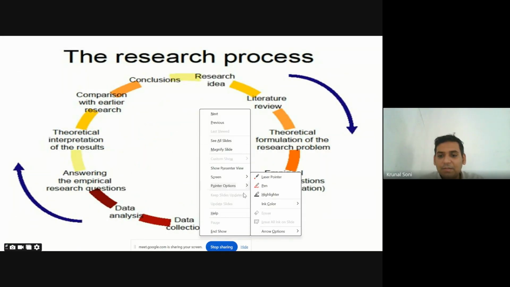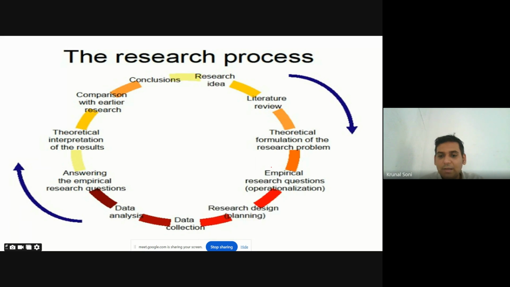Okay, so based on the theoretical problem, we have to frame certain research questions, right? Let's say, what is your gender, what is your age, what sort of problems we are facing. So that is called empirical research questions that we need to frame. Based on the questions which we have framed, we have to design a research design. If we have decided that we want to go for a primary study or secondary study, then what would be the design? Is it random? Is it not random?